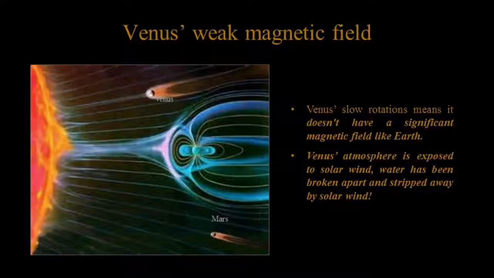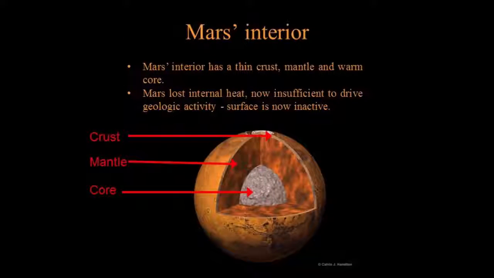Truly a very different, very dramatically different situation than we have here on Earth. Let's move on to Mars. As you see in our diagram, Mars again has our typical core, mantle, and crust.